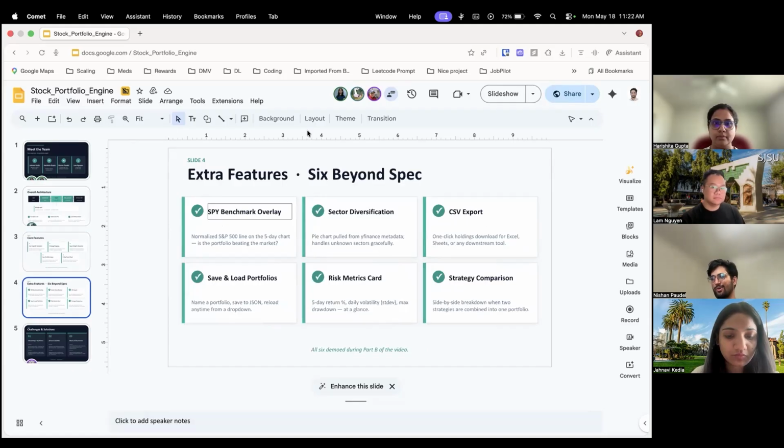Beyond the core requirements, we also implemented 6 extra features, as shown on the presentation. One of the first is the SPY benchmark overlay, just to check whether our portfolio is beating the S&P 500 or not. It is one of the important benchmarks to care for. So that is our first extra feature.